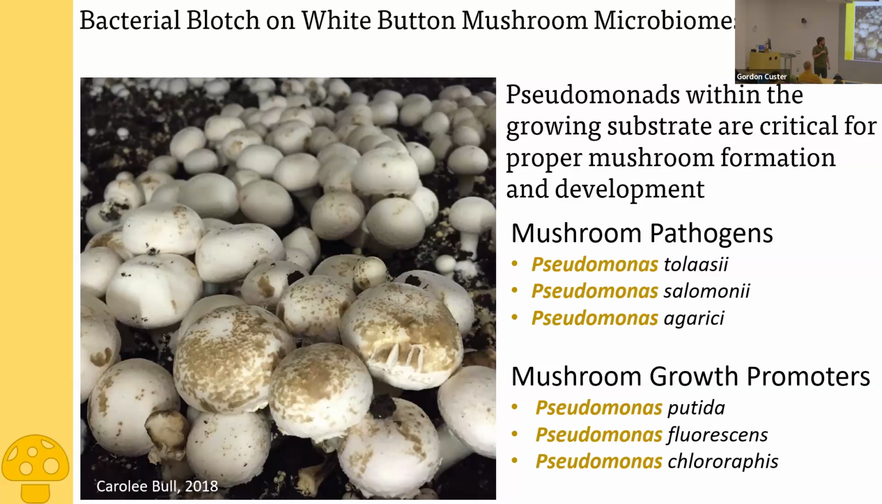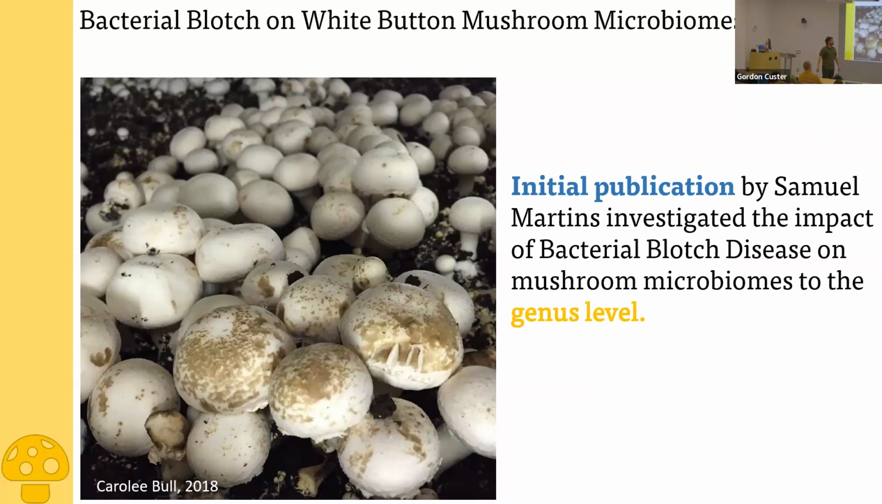We know that in order to get down to relevant disease management strategies, we have to be able to get species level resolution, but in complex communities that can be particularly difficult. The first stab at this was done by Samuel Martins in collaboration with the Bull and Hockett Lab. They managed to get down to the genus level, and they looked at how the composition of the microbes differed between the symptomatic and asymptomatic communities at different compartments.